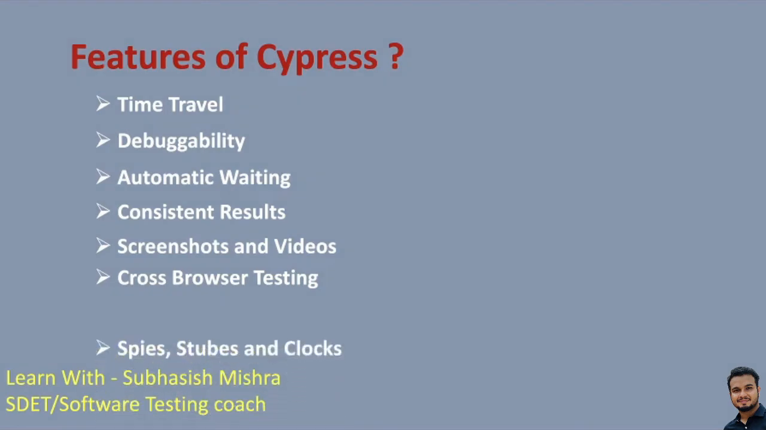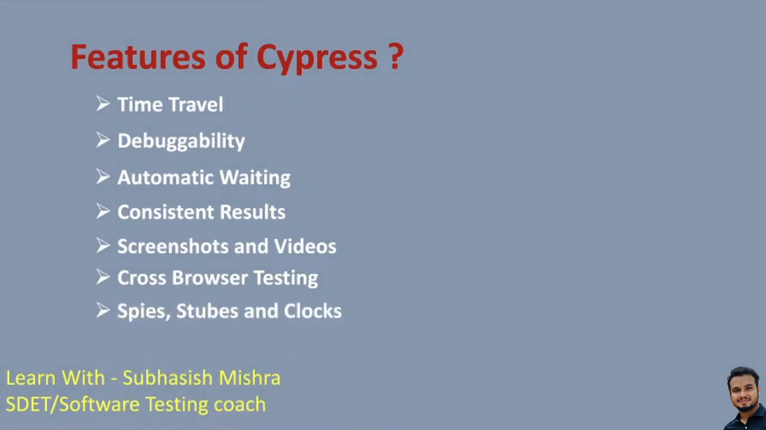Then we'll move to the next one, that is spies, stubs and clocks. Similar to unit test cases, you can verify and control the behavior of functions, server responses or timers at runtime using the spies and stubs provided by Cypress. So what is a stub? A stub refers to a way of modifying a function and delegating control over its behavior to you. This is commonly used in unit tests. However, it is still useful in integration and end-to-end tests.